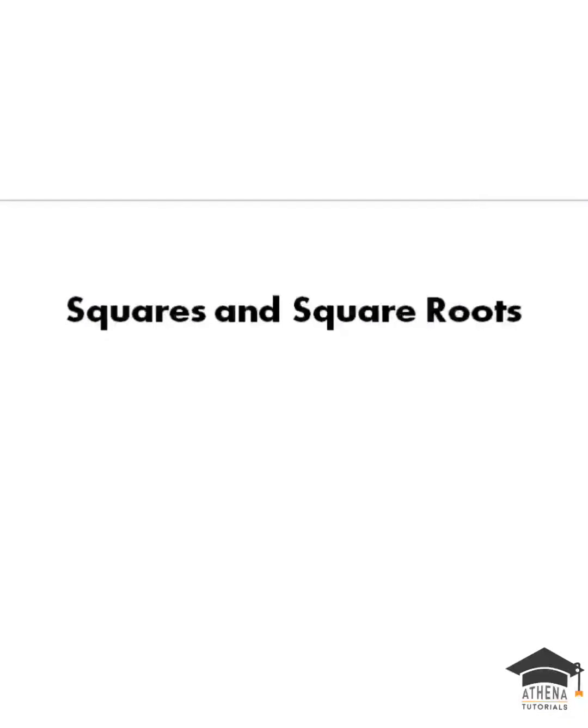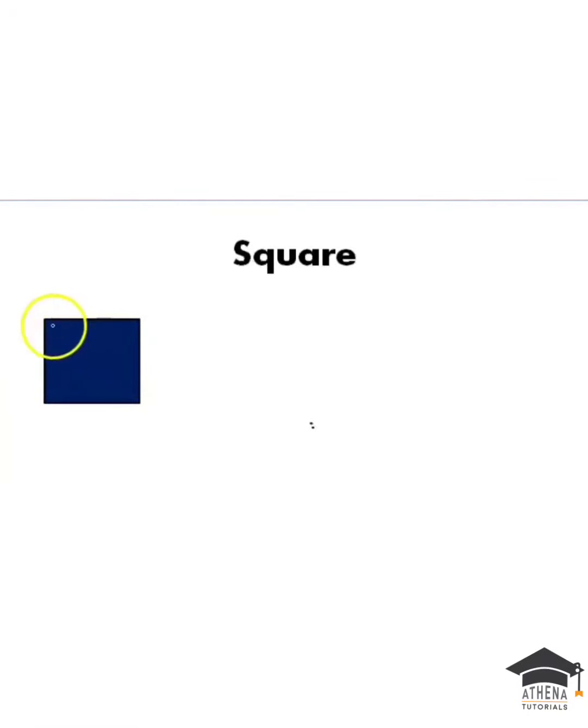What does square mean? Square is a four-sided figure where all the sides are equal, right? So this square is in geometry, but here we will be studying squares in algebra. Let's take an example. This is a square and the side of the square is 5 centimeter. This means all the sides will be 5 centimeter because all the sides of a square are equal.